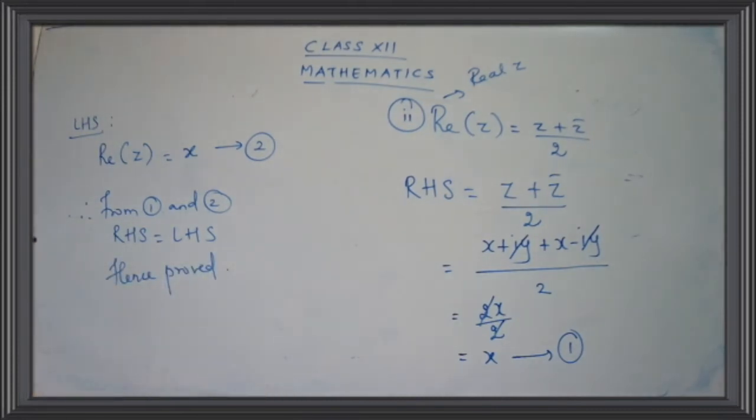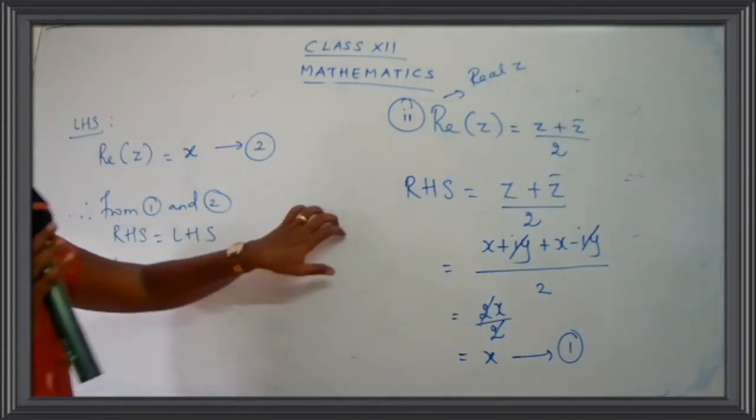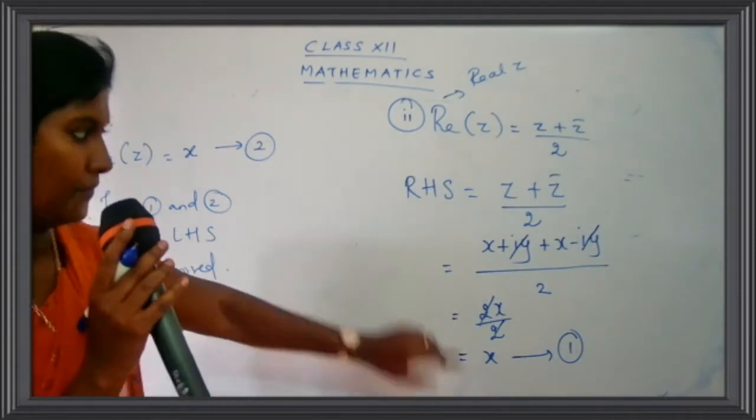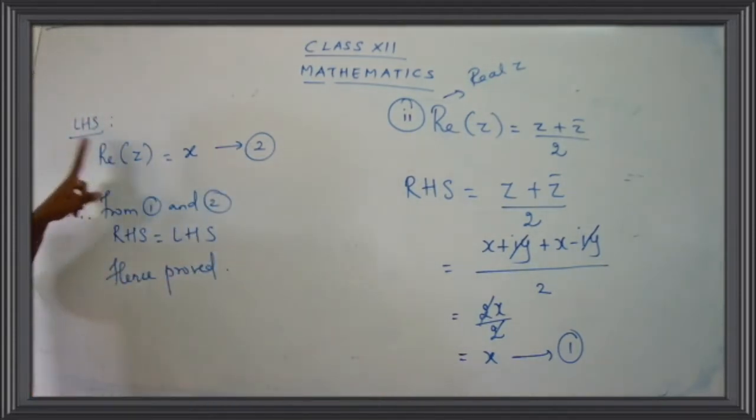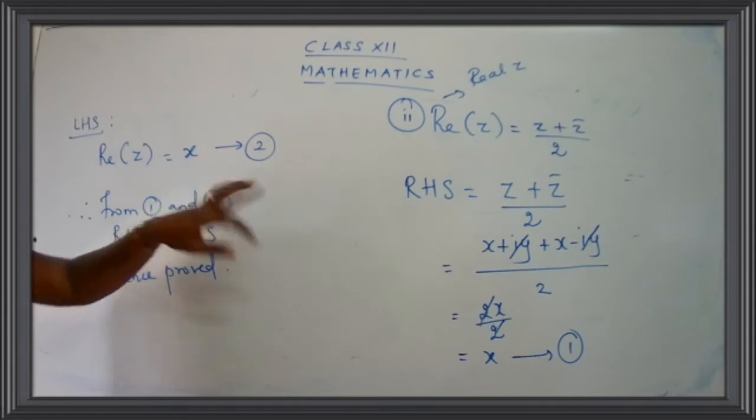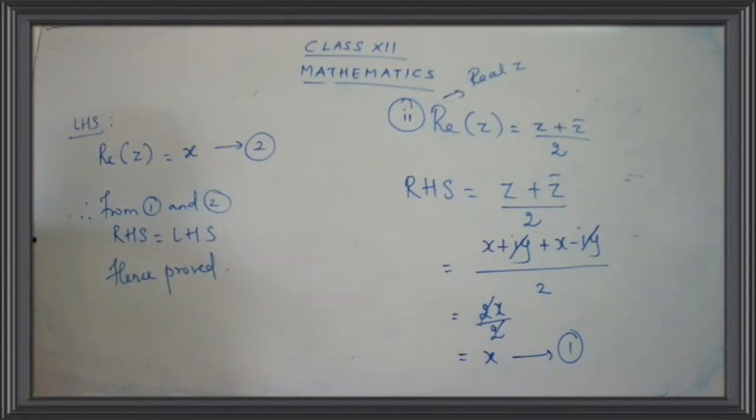So we have completed the second subpart. So we started with the RHS. I got the answer as x. Then I took the LHS. Again I got the answer as x. So from 1 and 2 you can say that RHS is equal to LHS. Hence proved. Now take down your homework, children.